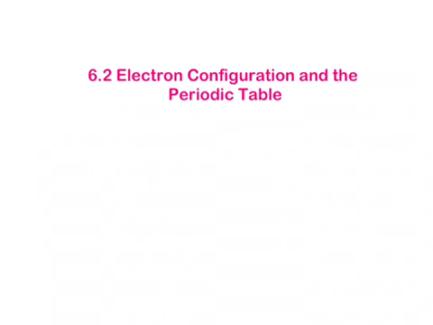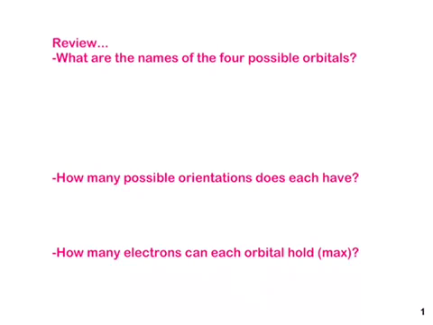So I'm hoping that this section will be a little bit of a review because we're going to be taking a look at how to read electron configurations and how it works with the periodic table. So to review, there are 4 possible orbitals, and we know them as S, P, D, and F. And for each of these orbitals, they have a certain amount of orientations.